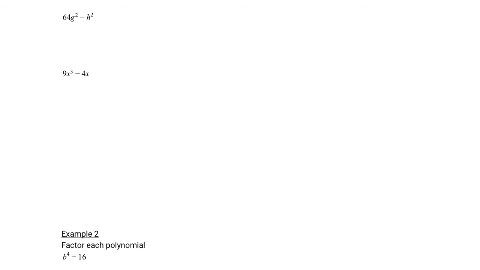Okay, 64 is a perfect square. It's 8. The square root of g squared is g. The square root of h squared is h. So, two parentheses, plus in the middle, minus in the middle. I haven't said this yet, but it bears saying. It doesn't matter where the plus or minus is. You can put the minus at front and the plus in the back if you want. So 8g in the beginning, h at the end, and we've done it.